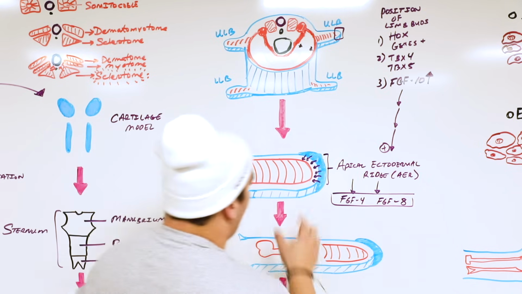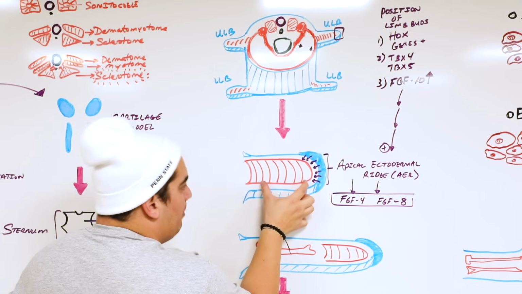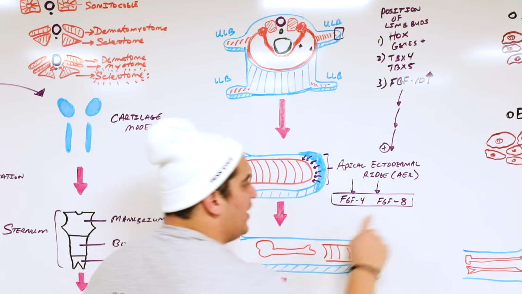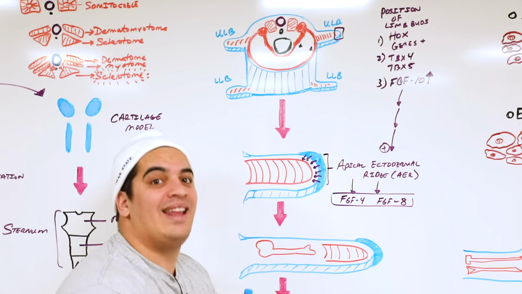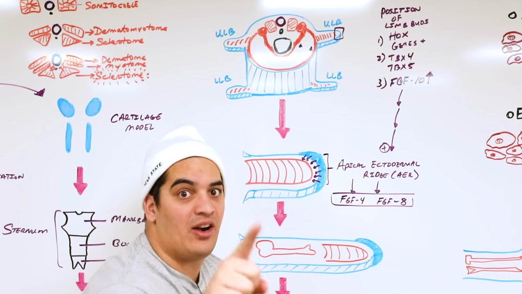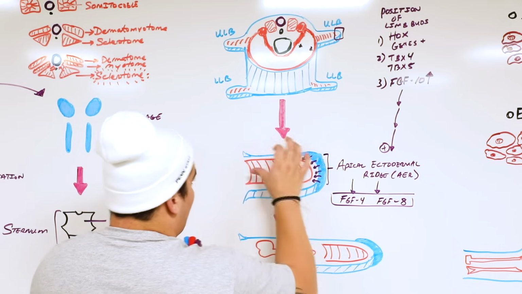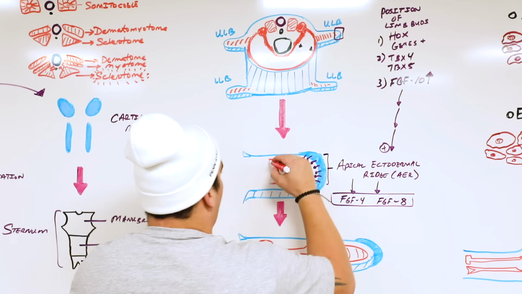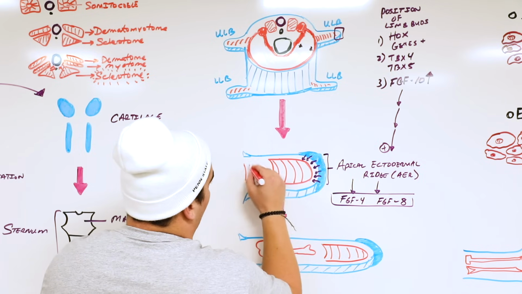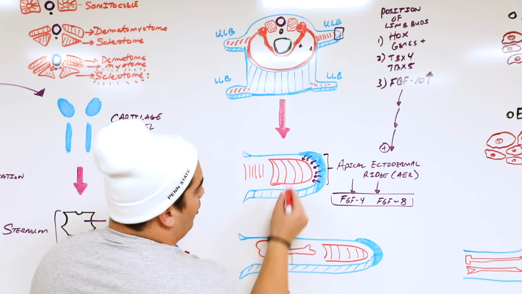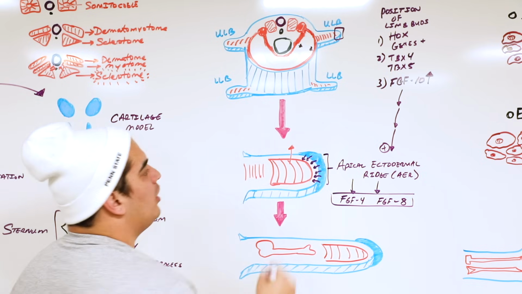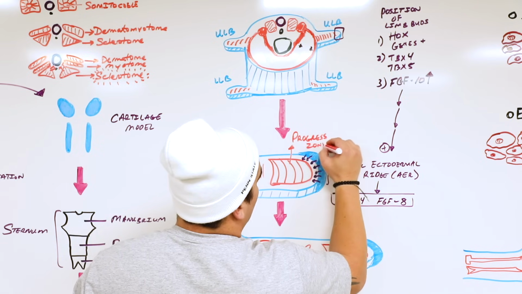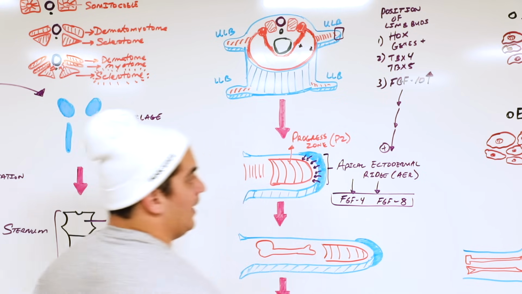Now, the portion of the lateral plate mesoderm that is closest to the apical ectodermal ridge will get hit with so much of these growth factors that all they do is proliferate. They don't have time to differentiate. That's very important. Let's say just this chunk here of the lateral plate mesoderm that is closest to the apical ectodermal ridge is going to be proliferating a ton. So we call this the progress zone or the proliferating zone, sometimes abbreviated as PZ.